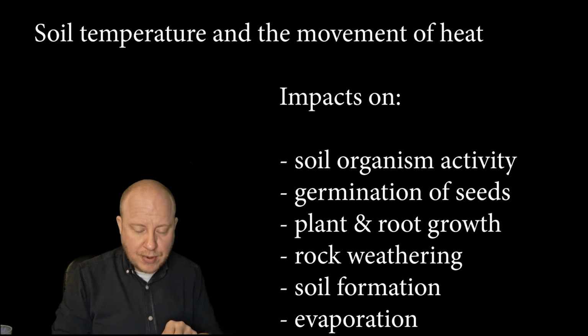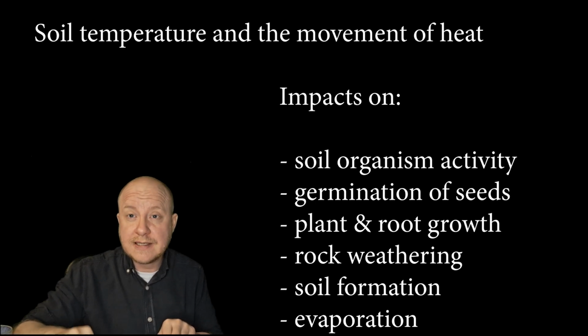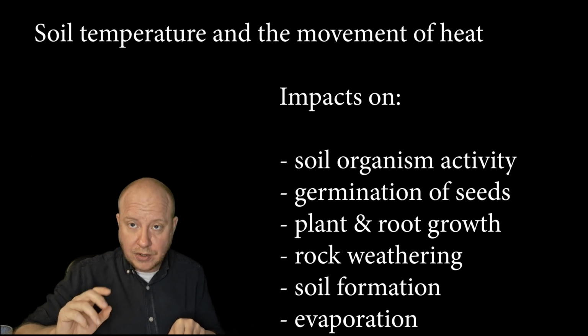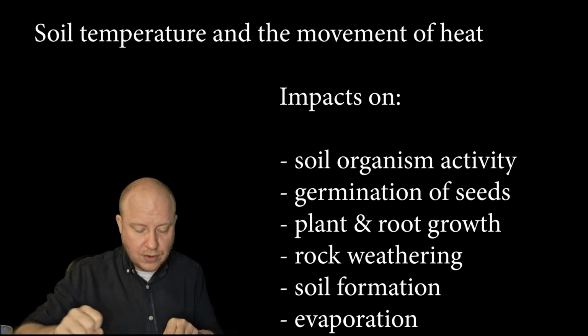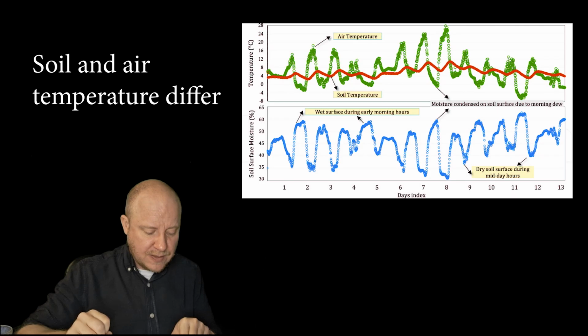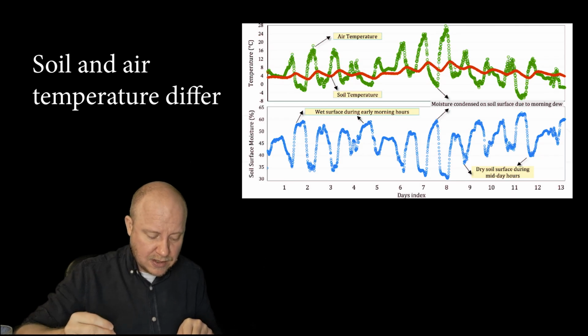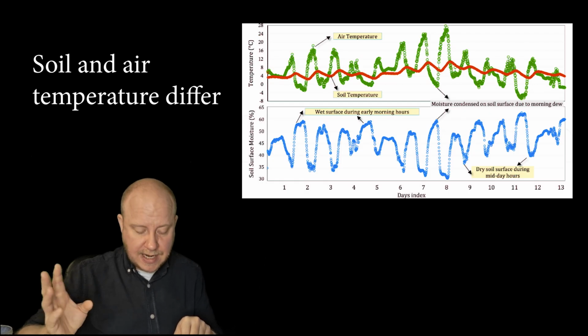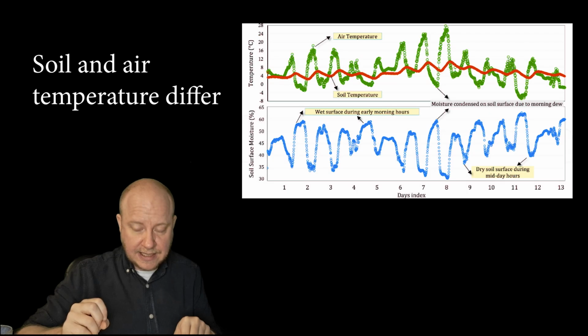Soil temperature and the movement of heat. Soil temperature has an important impact on soil organism activity, germination of seeds, plant growth, root growth, rock weathering, soil formation, and evaporation of water. So temperature affects a lot. Soil temperature can differ from air temperature for several reasons, including incoming solar radiation and albedo, heat loss by radiation, convection, conduction, and latent heat of vaporization, thermal conductivity of the soil, and the heat capacity of soil.